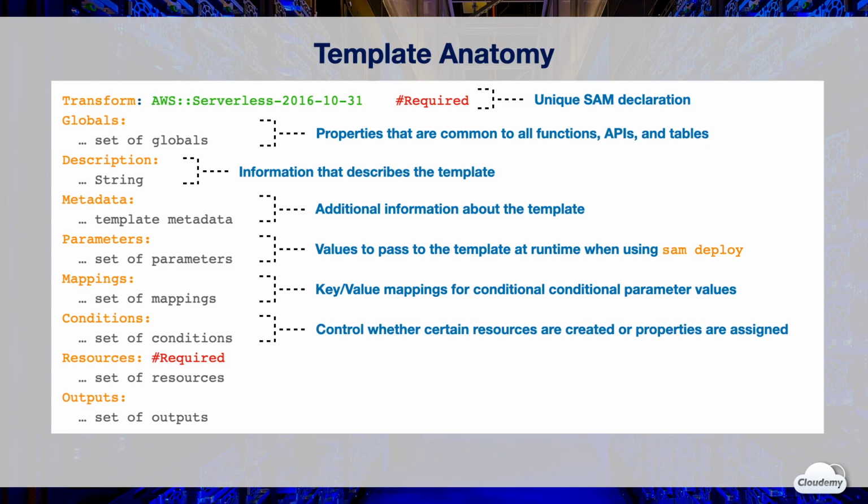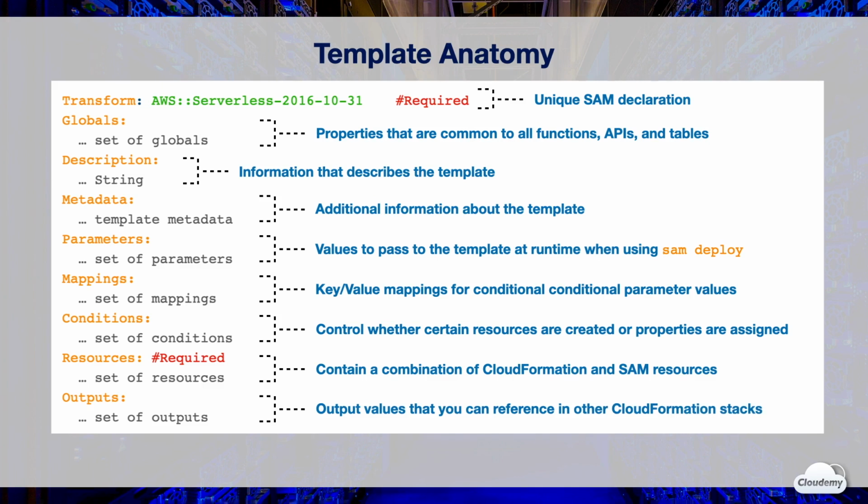The conditions section enables you to specify conditions that control whether certain resources are created, or certain properties are assigned a value. In SAM templates, the resources section can contain a combination of CloudFormation resources and SAM resources. Resources section is required for SAM templates. The output section allows you to export values that you can view in the stack properties, such as a DynamoDB table name, an S3 bucket name. You can also import these outputs in other CloudFormation stacks.